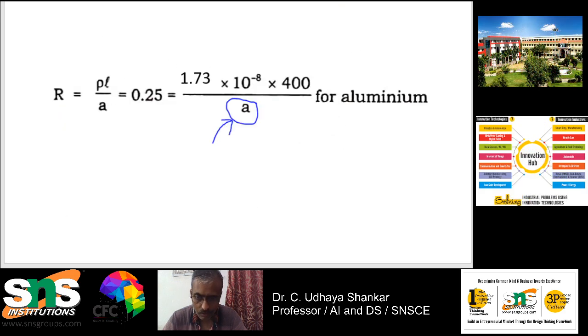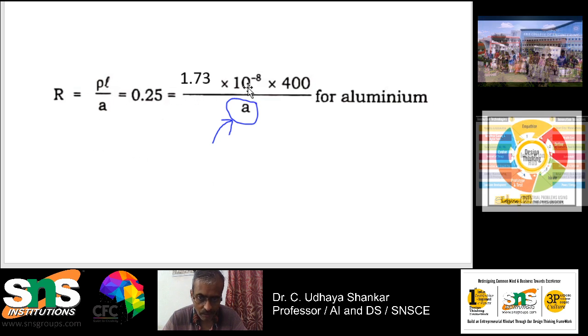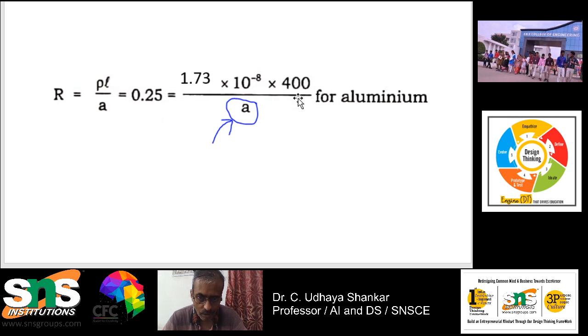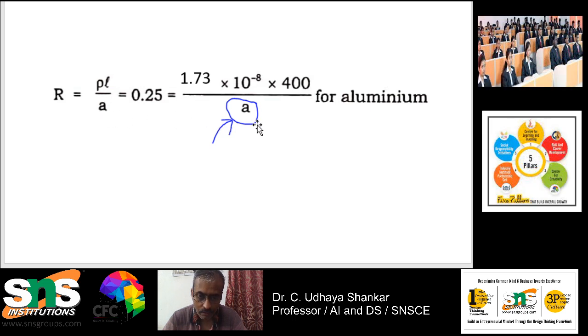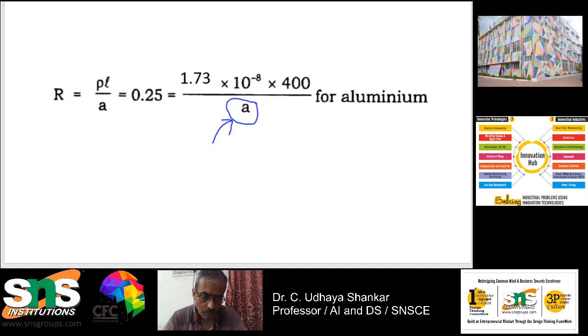Rho is 1.73 into 10 power minus 8, directly substituted. L is 400 meters. If it is given in millimeter or centimeter, you have to convert it to meter and then substitute. A is the area, which is not given, and R is 0.25, which has already been given.